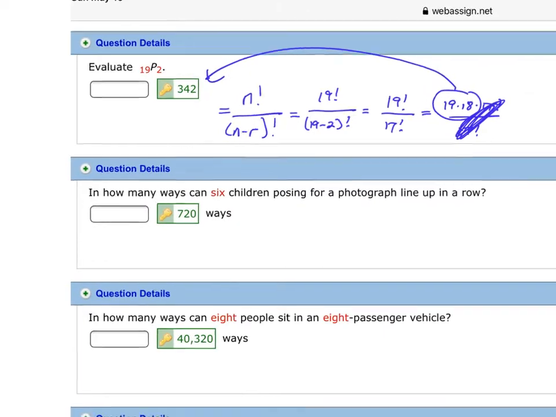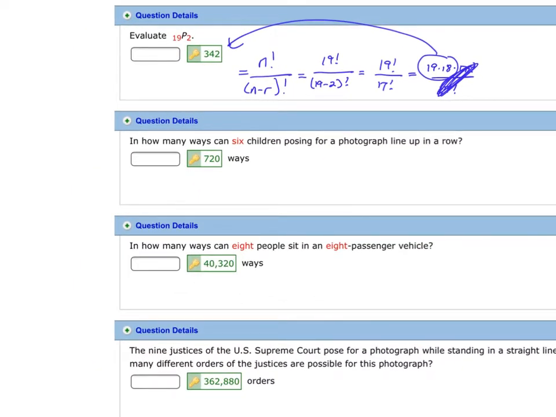All right, and these next few questions, you have to pay attention to the wording. I told you guys before, when you're lining up in a line, order matters. Somebody has to be first, somebody second, somebody third. When you're sitting down in a row of a movie theater, something like that, someone has to sit in the first seat, someone has to sit in the second seat, someone has to sit in the third seat. So how many ways can 6 children pose in a photograph for a line? Well, how many spaces are there in the picture? 6 spaces. So 1, 2, 3, 4, 5, 6.